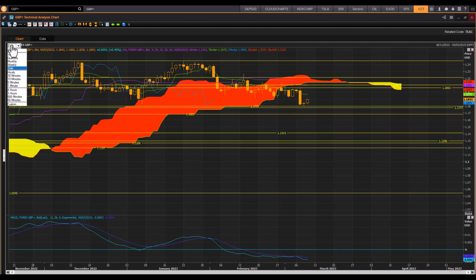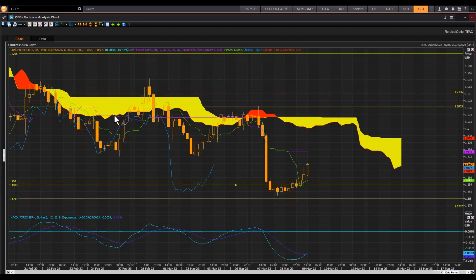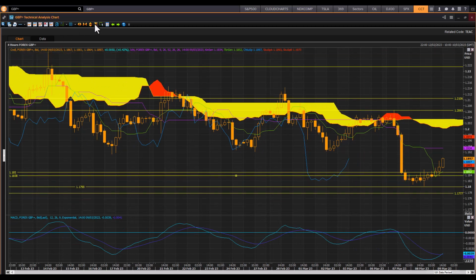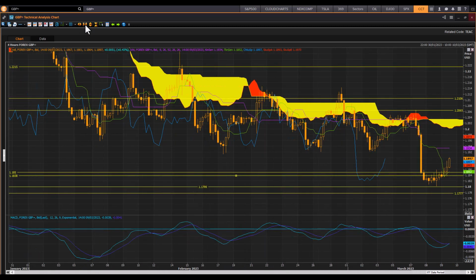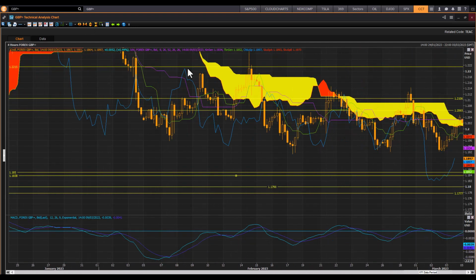Turning to the 4-hour Ichimoku. Takes a second or two to load. Turning to the 4-hour Ichimoku, you can see we've been stuck in a downtrend for a while now as the currency dropped after slicing through the top end of the cloud here.